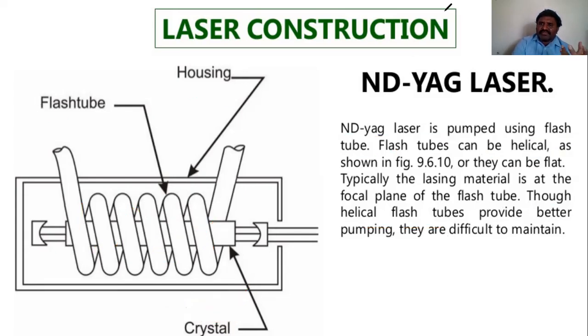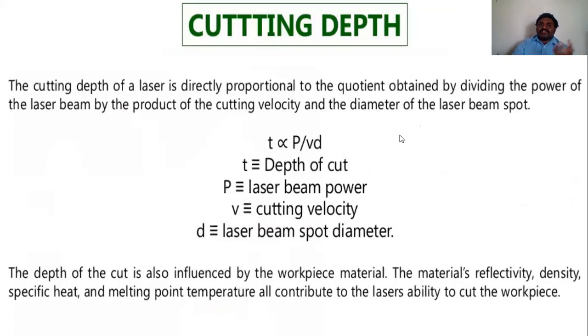There are different types. As I said, there will be different types of lasers here, that is, gas and solid state, and we can go with examples of lasers. We can use three different types of laser in the laser beam machining process here. And the cutting depth is a very important point here.